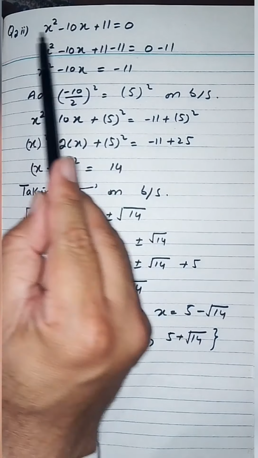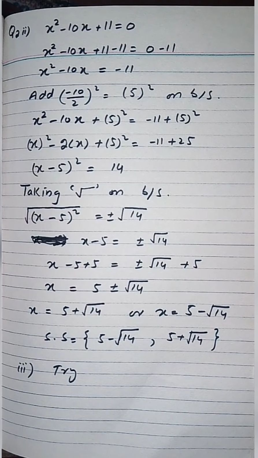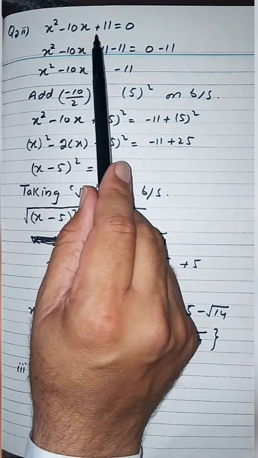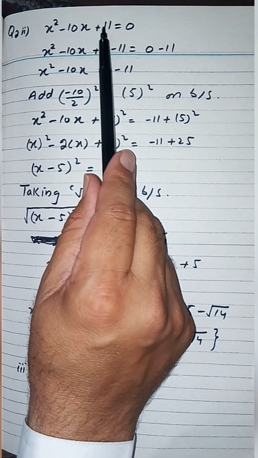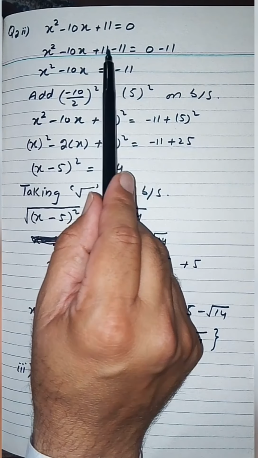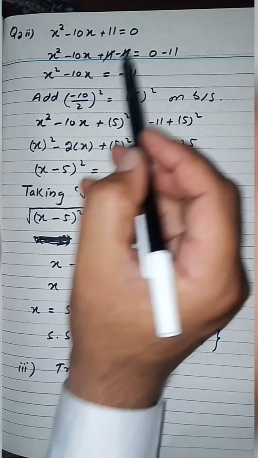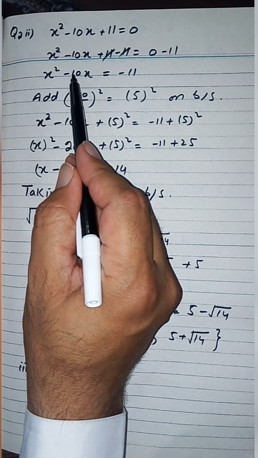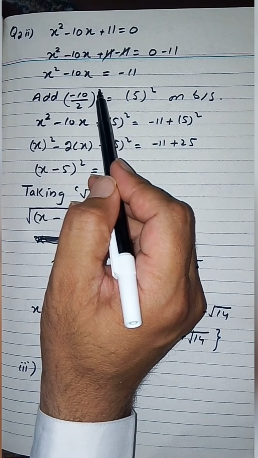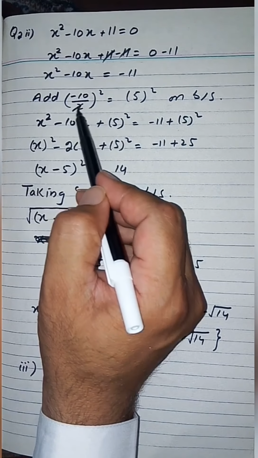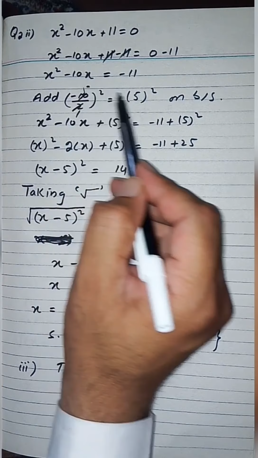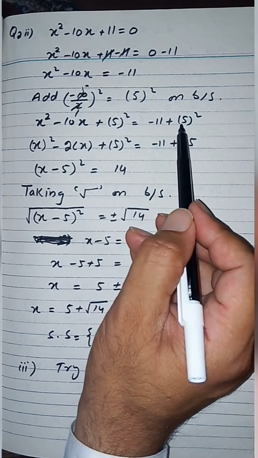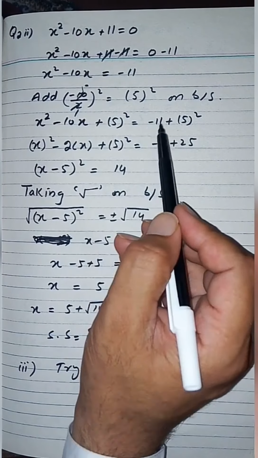Look at this question. Here the coefficient of x square is 1, so we will not divide both sides by 1. And the next step is that subtract 11 from both sides. So by subtracting 11 we get this. Now divide the coefficient of x by 2 and take its square. So 2 1s are 2, 2 5s are 10, minus 5 square, we get 5 square on both sides. So this minus 5 square is added here on both sides.